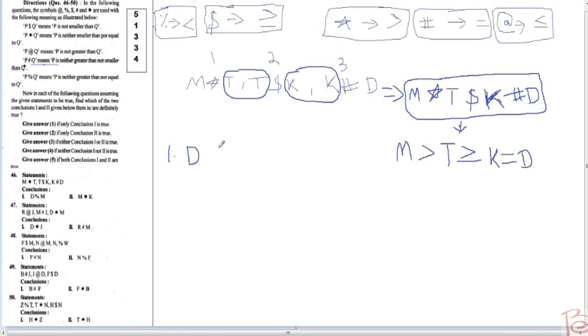Conclusion is d percentage m. This is the first conclusion. Okay, so which basically means d for percentage, it's smaller than m. So from this one we can say that m is greater than d. Okay, since k and d are equal, I can write it as m greater than t greater than or equal to d.